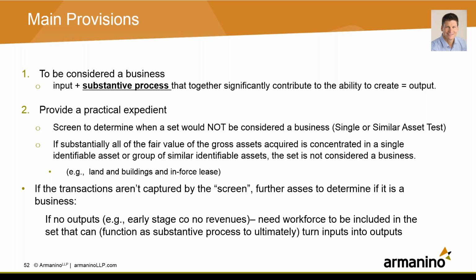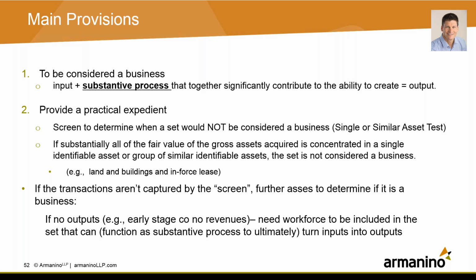And so the second part of the standard, they also said, let's make this easy. One of the most common areas that was falling into business combination that didn't necessarily make sense was the acquisition of assets. If you're going out and acquiring just a single asset or a single set of similar assets, and that constitutes substantially all that you're paying for, example being land or land and buildings with leases that are in place, then you no longer have to consider those as businesses.